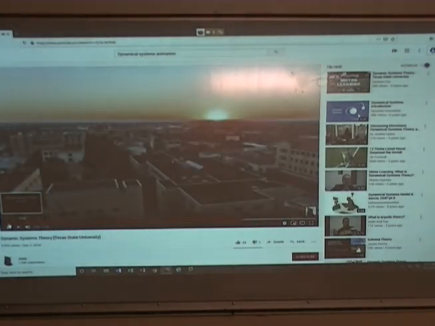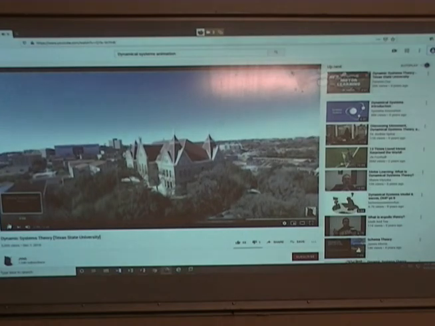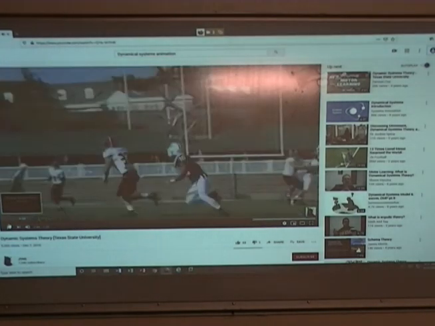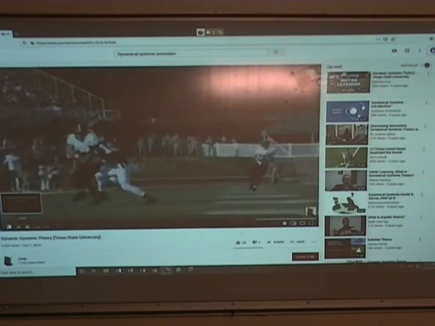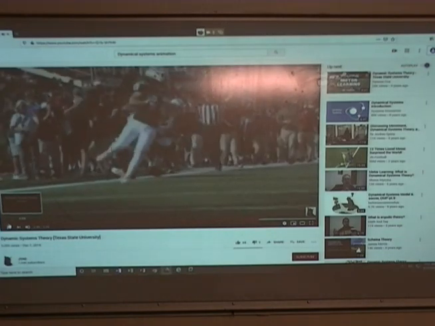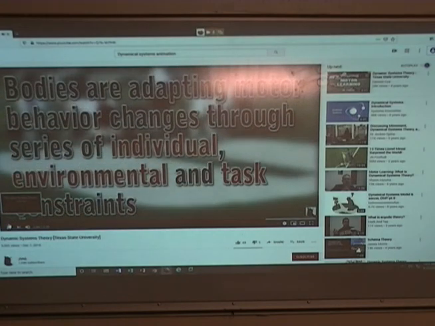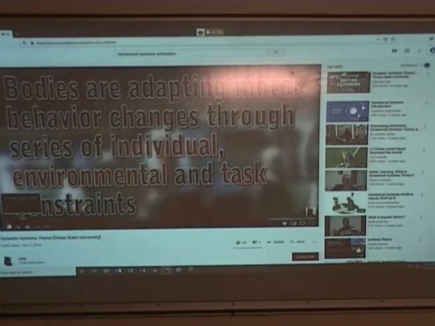In conclusion, dynamic systems can be seen in all aspects of our life, whether it's walking to class, lifting at recreation centers, or running routes in football. Some changes are obvious and others subtle. The key component is that our bodies are adapting motor behavior changes through series of individual, environmental, and task constraints.